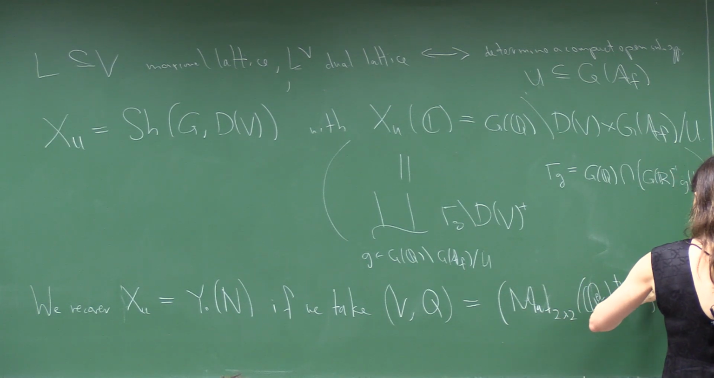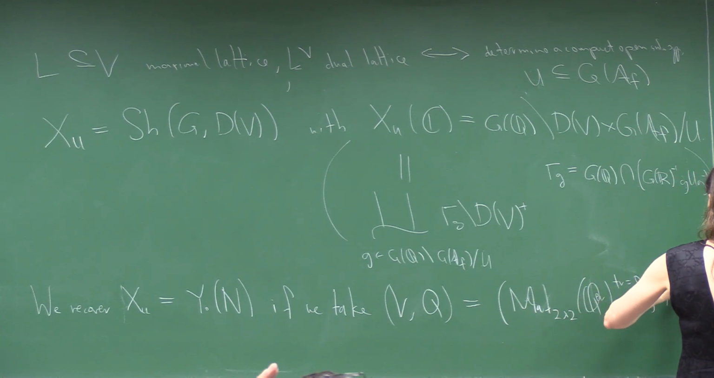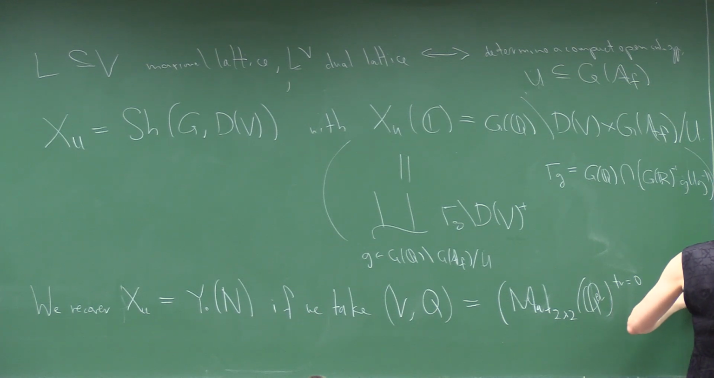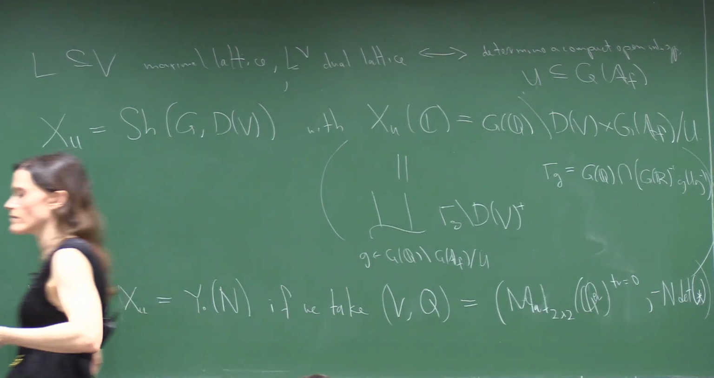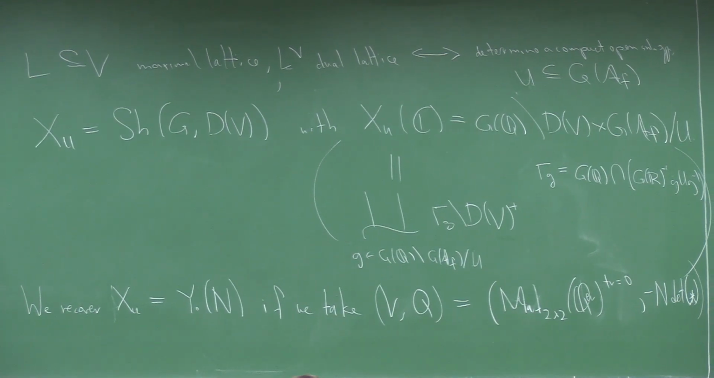And the quadratic form is -1 times n times the determinant map. Okay. And so that will recover the modular curve. And so the theorems that I state for this more general setup will ultimately allow us to recover the Gross-Sagier formula by this very special case.